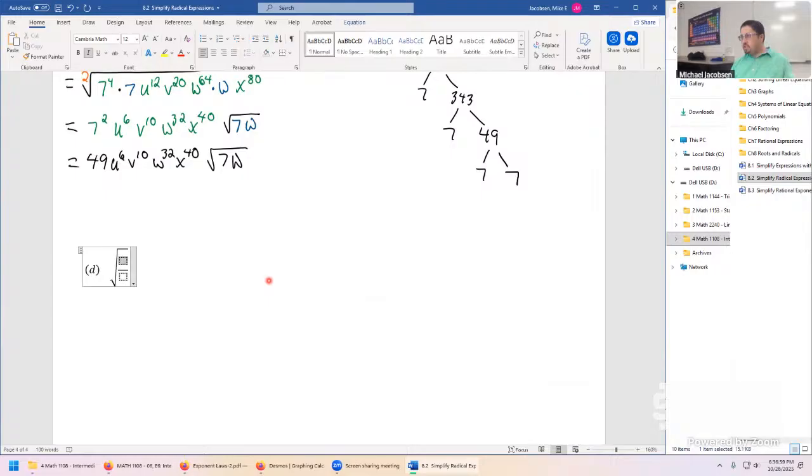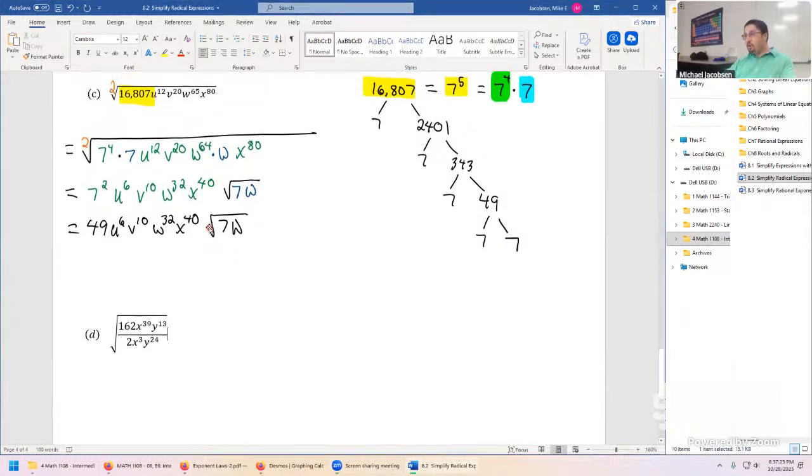So now for the square root, let's do something kind of strange, like maybe 162 over 2, maybe x to the power 39 over x cubed, y to the power 13 over y to the power 24. Yeah, absolutely. Thanks for suggesting it. So this will be another great one for variety. These ones aren't too bad, but usually fractions are the things that feel just a little bit more tricky. So a good one to study as an additional problem.